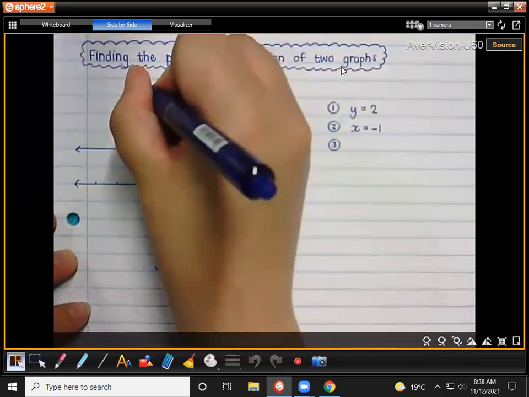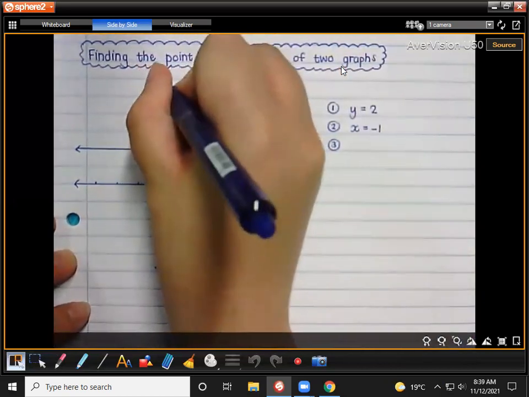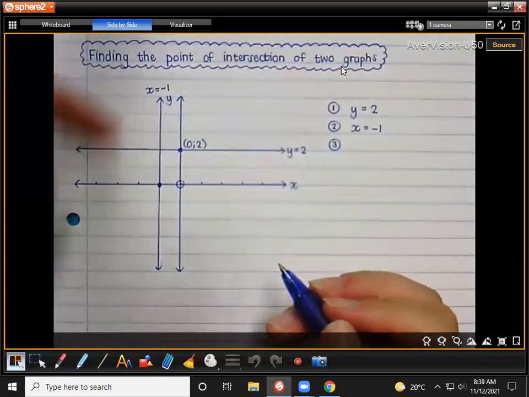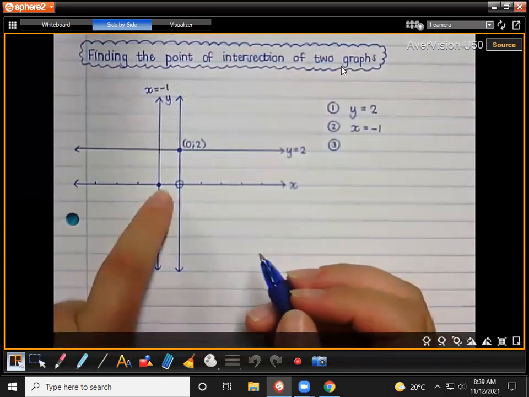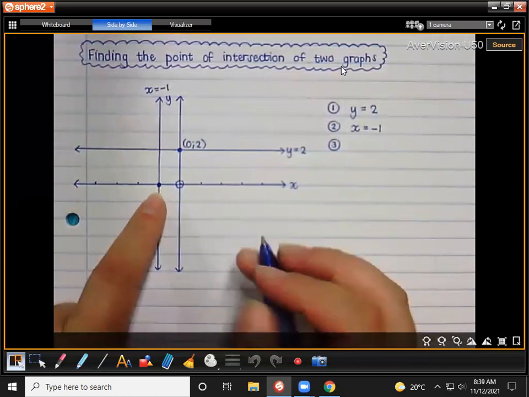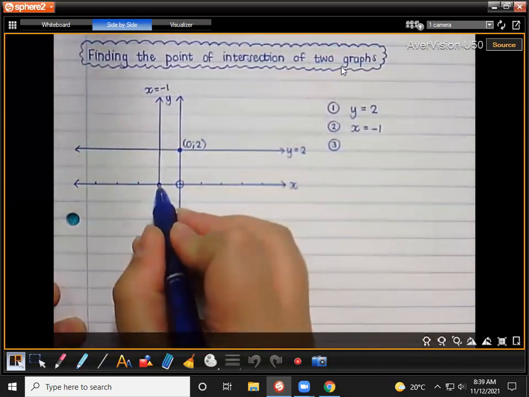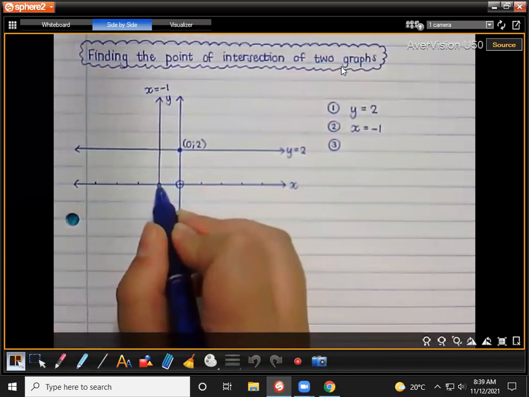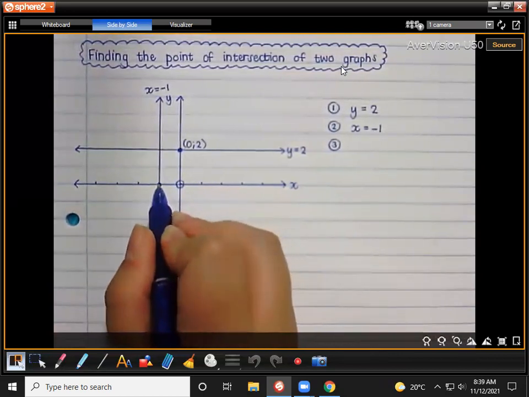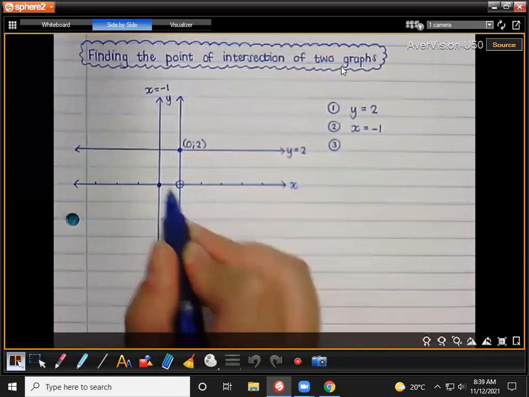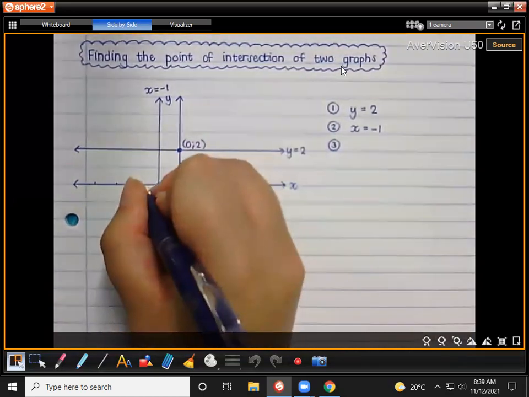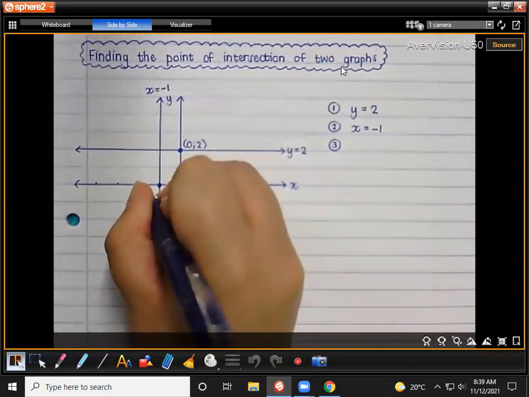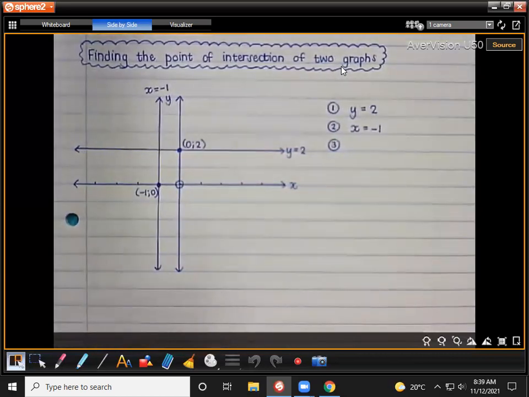Okay, you're going to write x equals -1. You can write it at the top of the line or at the bottom, that's fine. And this point we need to label. This point, what is the x value of this point? What is the value on the x-axis? -1. And if we're looking at the y value of this point, it is 0. So this point is -1, 0.